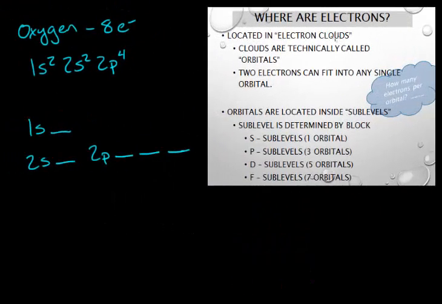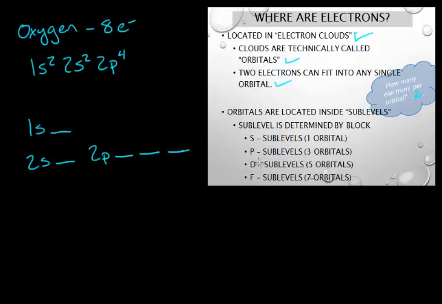So now we're going to take a look at where electrons are located. Electrons are located in electron clouds. Those clouds are called orbitals, and any orbital will hold up to 2 electrons. The reason there are only 2 electrons in that 1s is because there's one electron cloud. It's spherically shaped, and it'll hold up to 2 electrons. In s sublevels, there is one electron cloud.